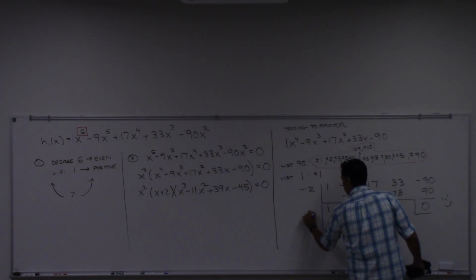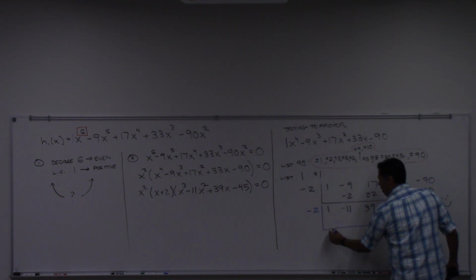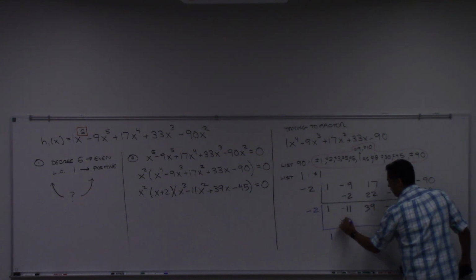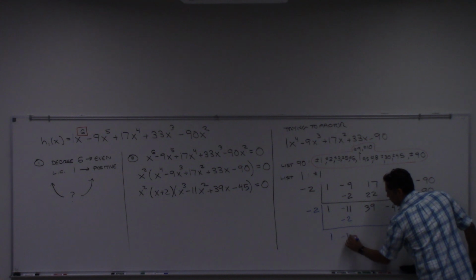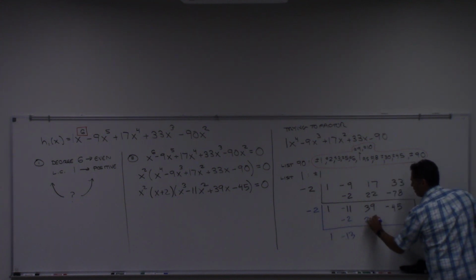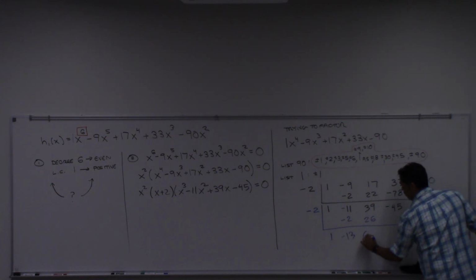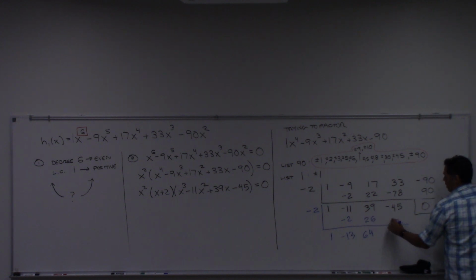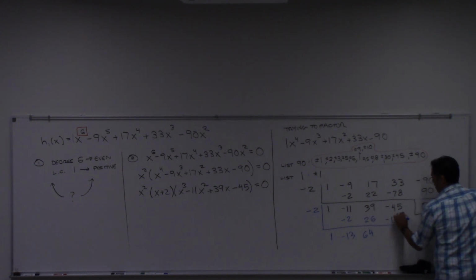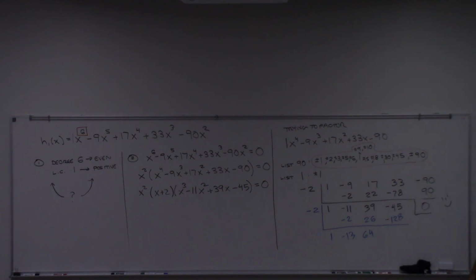So let me try -2 again. 1, -2, it's not going to work. -13, 26, 50, 64, -1, 28. It doesn't work. Okay, it doesn't work. So if it doesn't work, what do I need to do? Move on to the next number, which would be 3, right? What am I working on? I'm working on this list. So I'm going to erase this, okay?